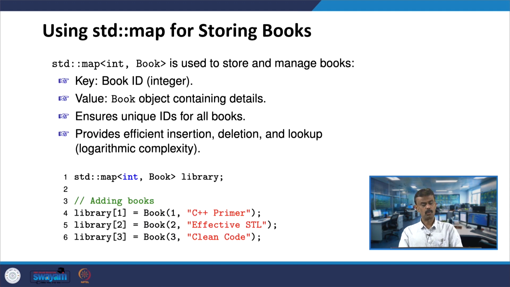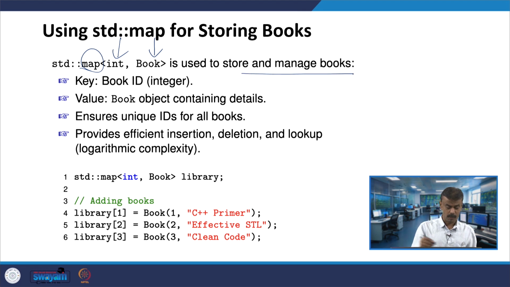So now when I use map for storing books, we will see how we are going to do this. Here we use a map that contains an integer and a book. You have one integer variable and an object, book. We have seen several examples where the map has more than one variable. So here we are using a variable and an object. The object is book, and this is used to store and manage books.